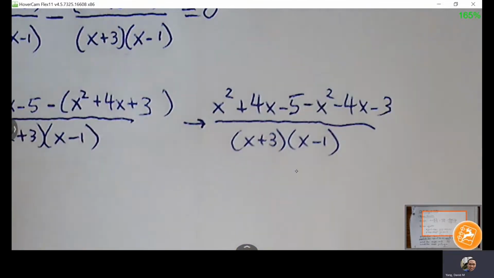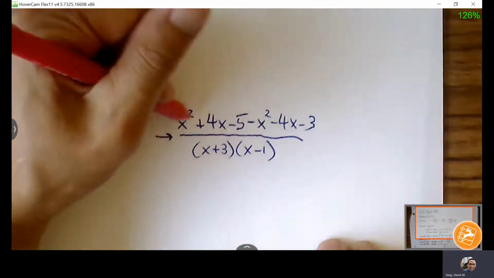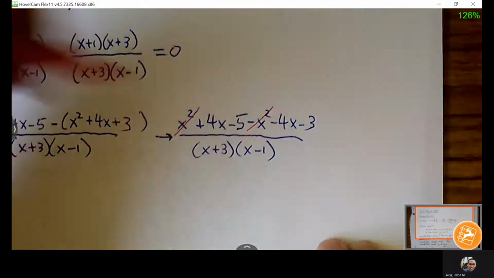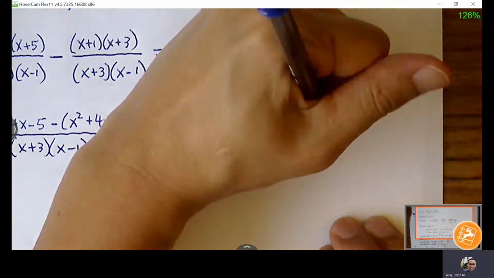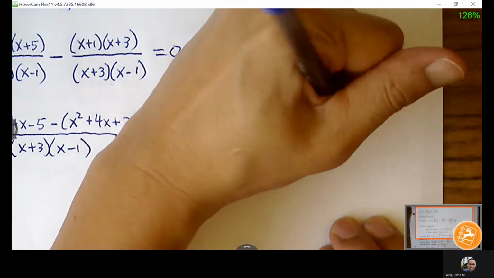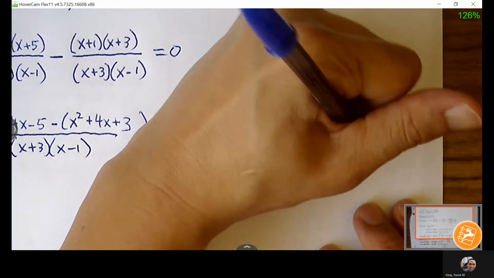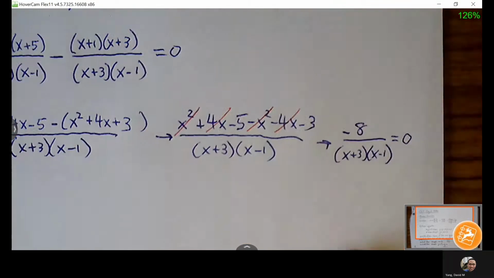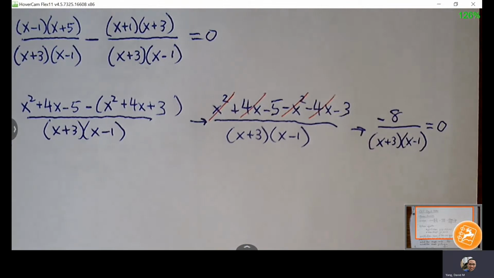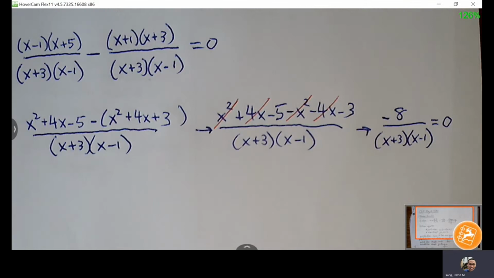Okay, combine like terms. A lot of things will go away nicely for us. All right, so there's my cleaned up version. Next step, I want to look for critical points, critical values.